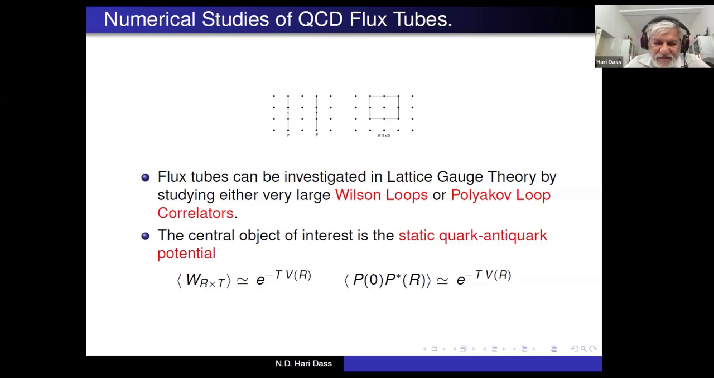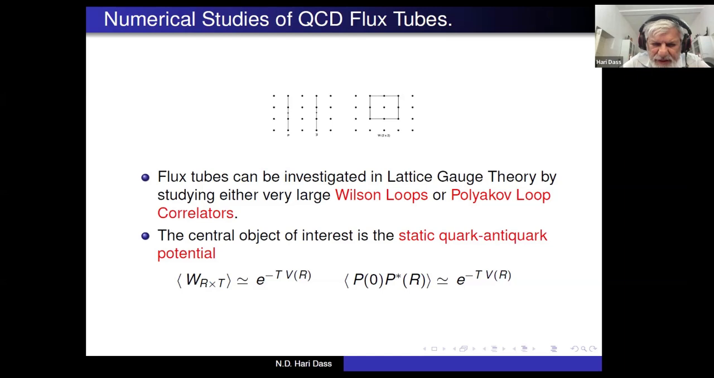Now on the lattice, flux tubes can be investigated by so-called Wilson loops, which is what I've shown on the right-hand side, which is just a square or rather a rectangular loop, or what are called Polyakov loop correlators, as shown on the left. The central object of interest is the static quark anti-quark potential. I'm only dealing with pure gauge theory at the moment.